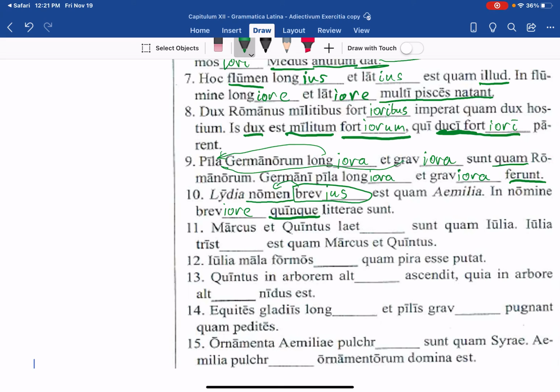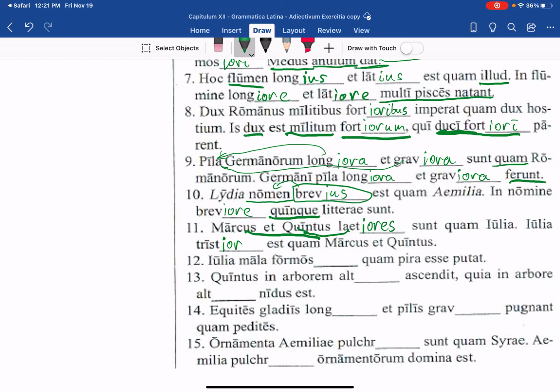Number 11, Marcus et Quintus blank sunt quam Julia. Laetiores sunt quam Julia. Marcus and Quintus are happier than Julia. So laetiores is modifying Marcus et Quintus, and because the two of them together are plural, laetiores is the nominative plural. Julia tristior est quam Marcus et Quintus. Julia is more sad than Marcus et Quintus. Tristior is modifying Julia, so it's singular.